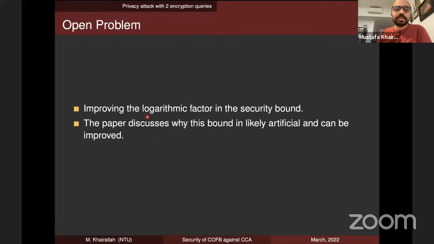An open problem is that we still have the logarithmic factor in the security bound, but in the paper we discuss some reasons why it's probably artificial, but we leave proving this for other works.